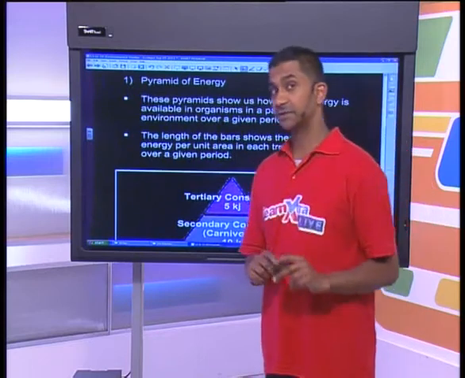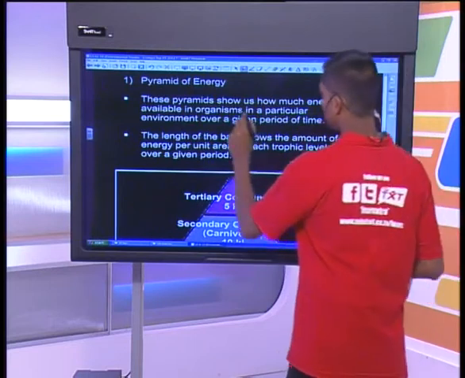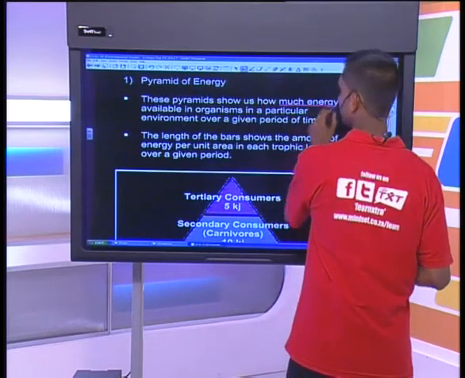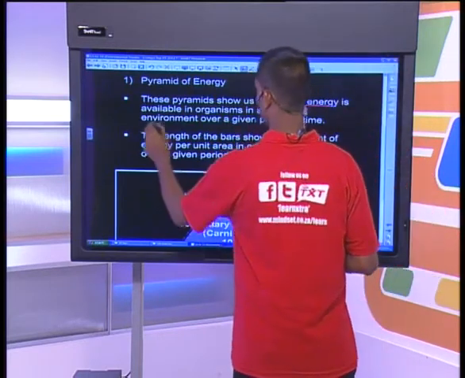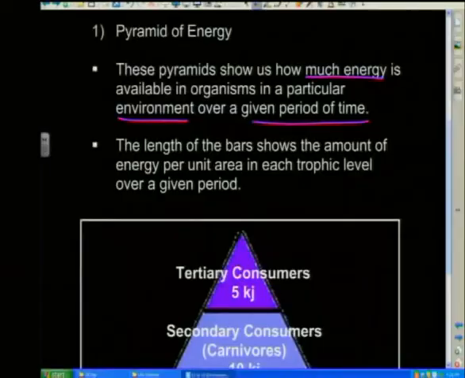The pyramid of energy, the third type of pyramid that we need to look at this afternoon. These pyramids show us how much energy is available to organisms in a particular environment over a given period of time. So again, an energy pyramid will show you the amount of energy available to each trophic level in an ecosystem at any given period of time.